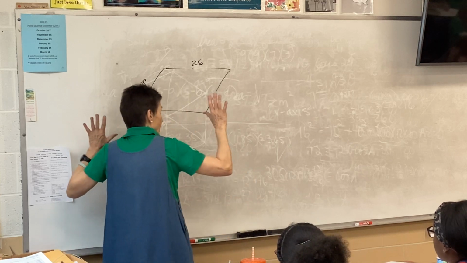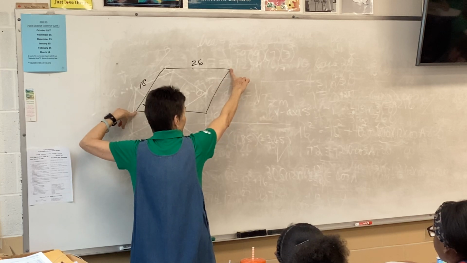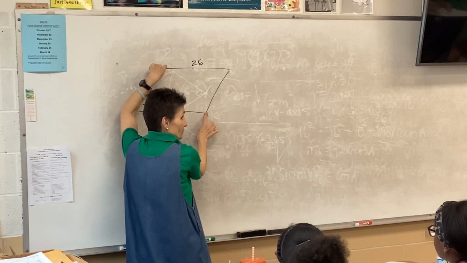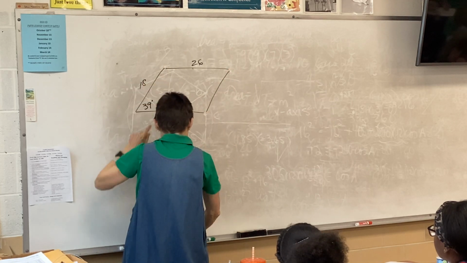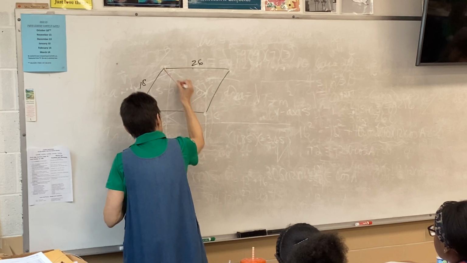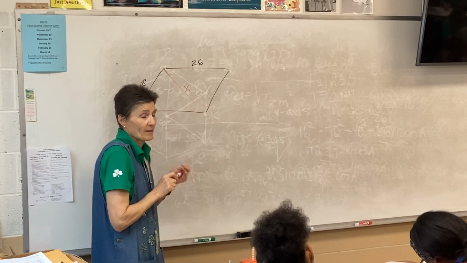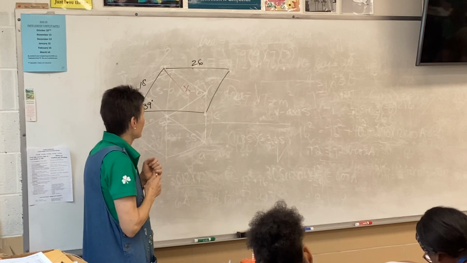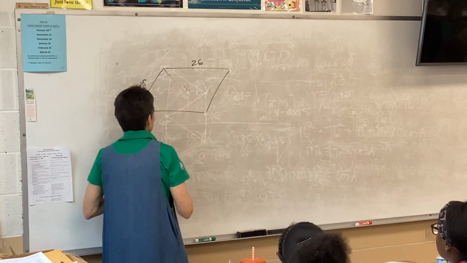Now, kids, use your logic. There's this diagonal, and there's this diagonal. Now, just doing that, I can tell you which one's shorter. This is the shorter diagonal. Would you agree with me? Yes. You have to be able to figure that out on your own. That's the shorter diagonal. Now, I know this side down here is also 26.